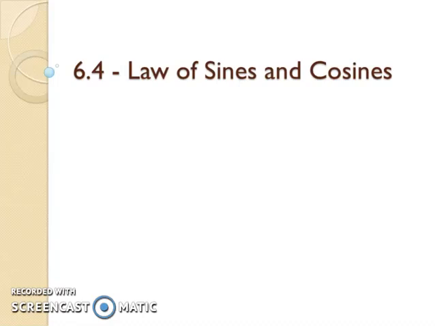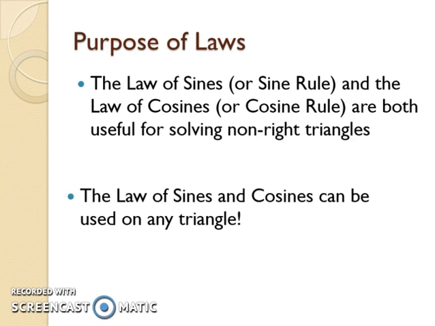Welcome to 6.4. This is Law of Sines and Cosines. The whole point of the Law of Sines or Law of Cosines is to help you solve for side lengths and angles on non-right triangles. Law of Sines and Cosines can be used on any triangle. It can be used on right triangles, but there isn't too much of a point since regular trig is faster.